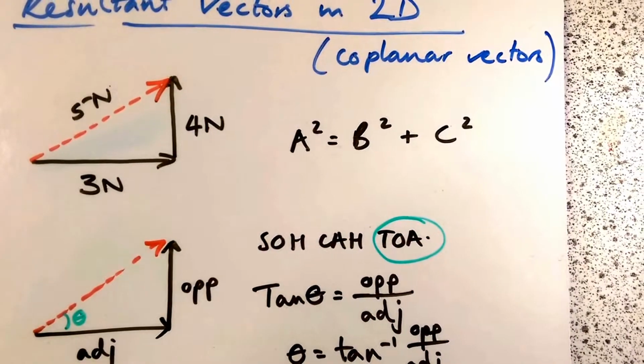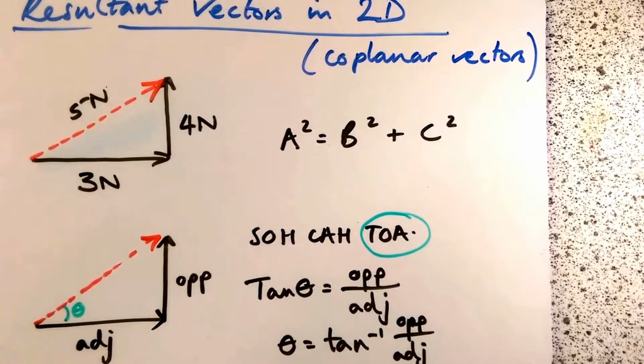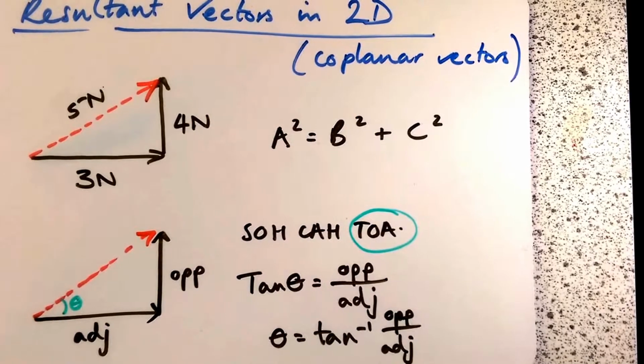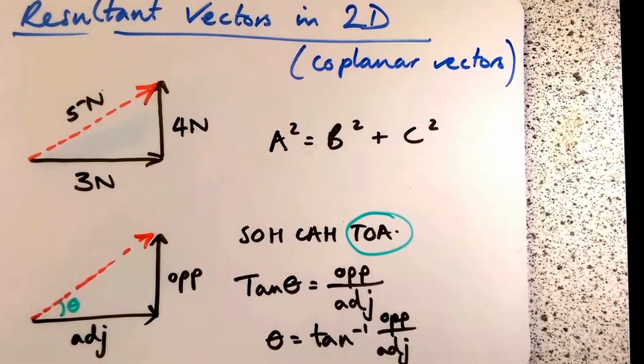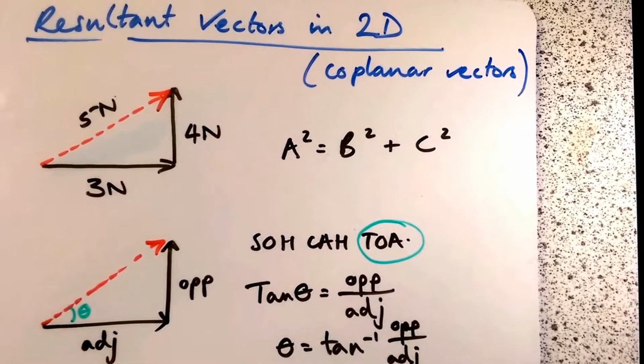Okay, going to show you how to work with vectors in 2 dimensions here. That means they're coplanar. It means they're on the same plane. So, for instance, these vectors are on the same board. That means they're on the same plane.